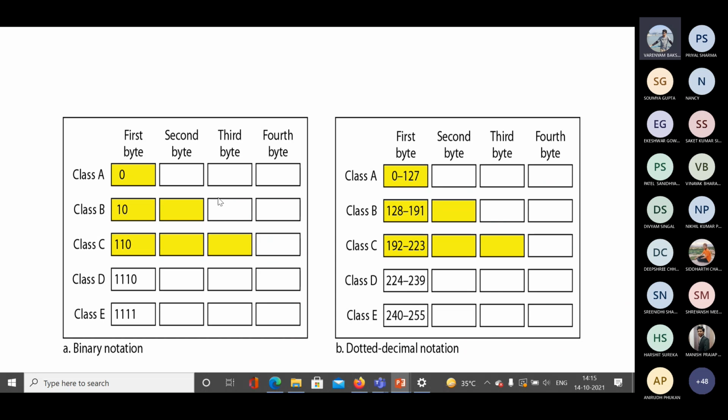Now you can ask me the question: why are these yellow parts here? If you remember, we have a network part and we have a host part. The yellow parts are basically defining the network part here.